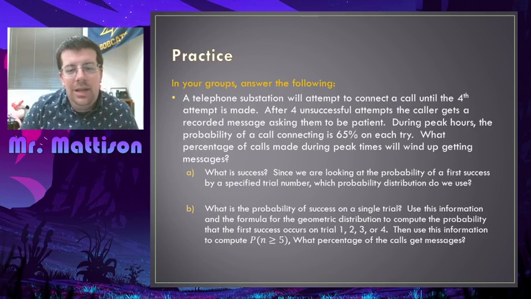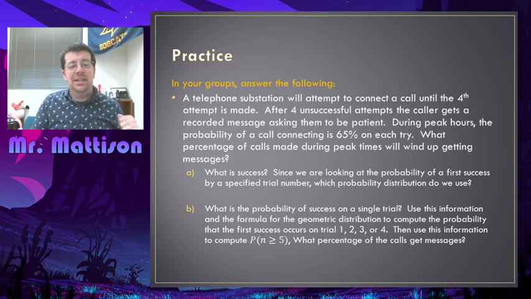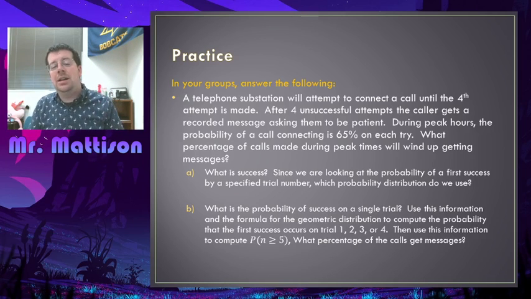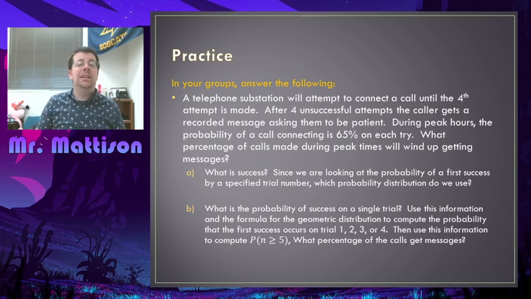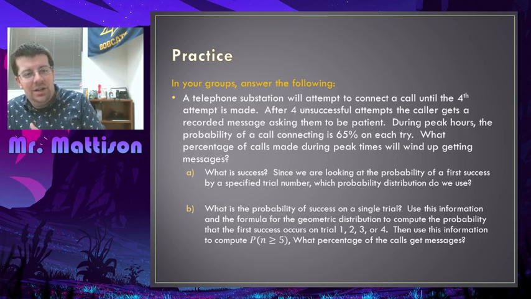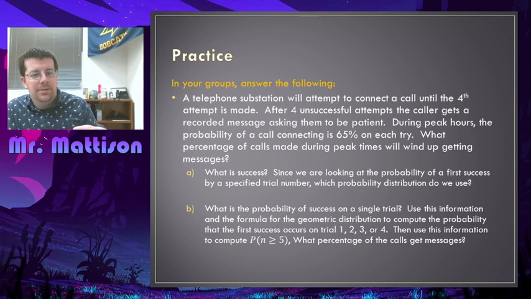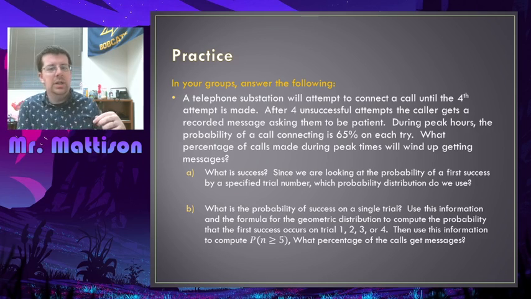So if there's a 65% chance each time it tries to connect that it works, what's the probability that someone gets one of these messages? So success here is us getting through, us connecting the actual call, right?